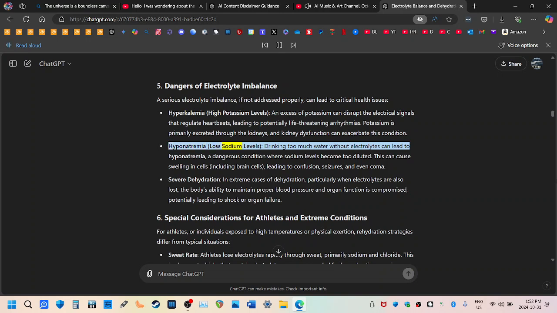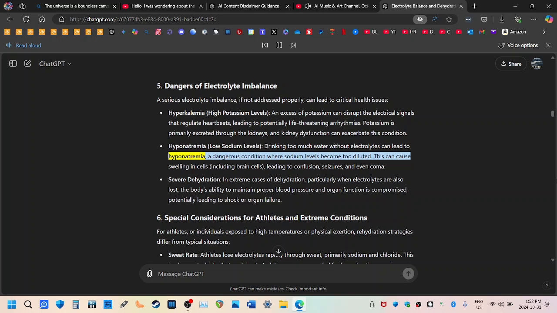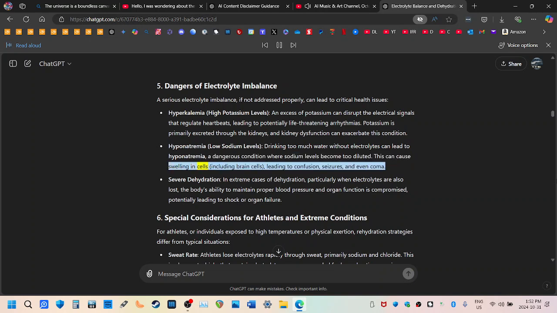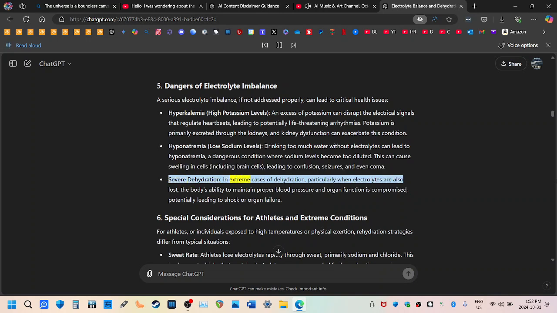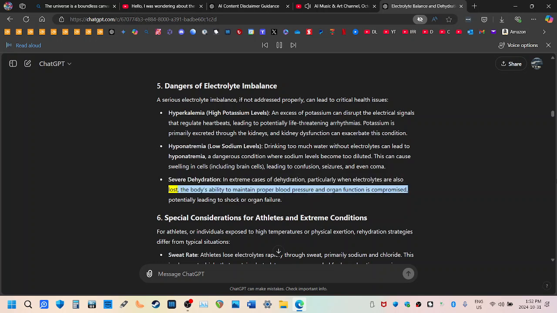Hyponatremia: low sodium levels. Drinking too much water without electrolytes can lead to hyponatremia, a dangerous condition where sodium levels become too diluted. This can cause swelling in cells, including brain cells, leading to confusion, seizures, and even coma. Severe dehydration: in extreme cases of dehydration, particularly when electrolytes are also lost, the body's ability to maintain proper blood pressure and organ function is compromised, potentially leading to shock or organ failure.